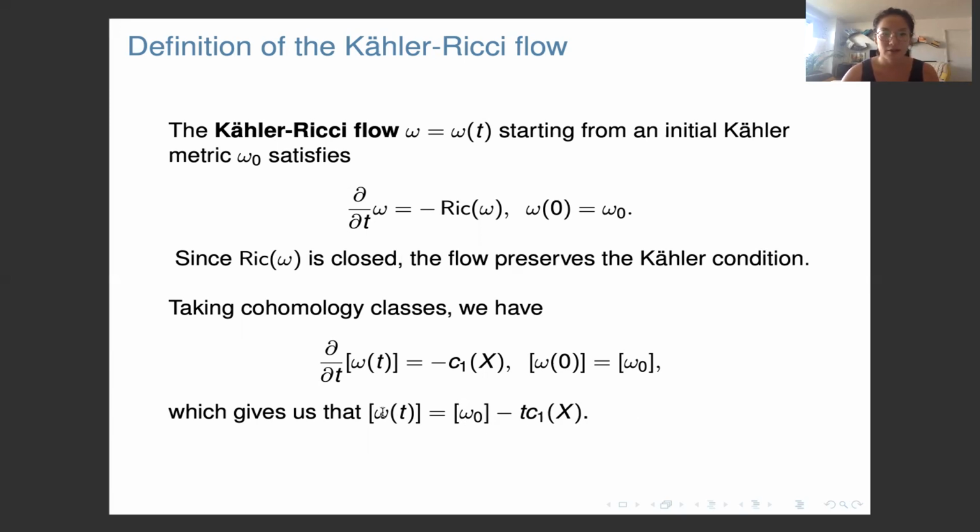Okay. And so we call a class positive if there exists a Kähler metric within it. And so you know that you want omega t to stay Kähler along the flow. And so an obvious necessary condition for the existence of the flow is for this DD bar class of omega t to stay positive. So I'll get into that more on the next slide.